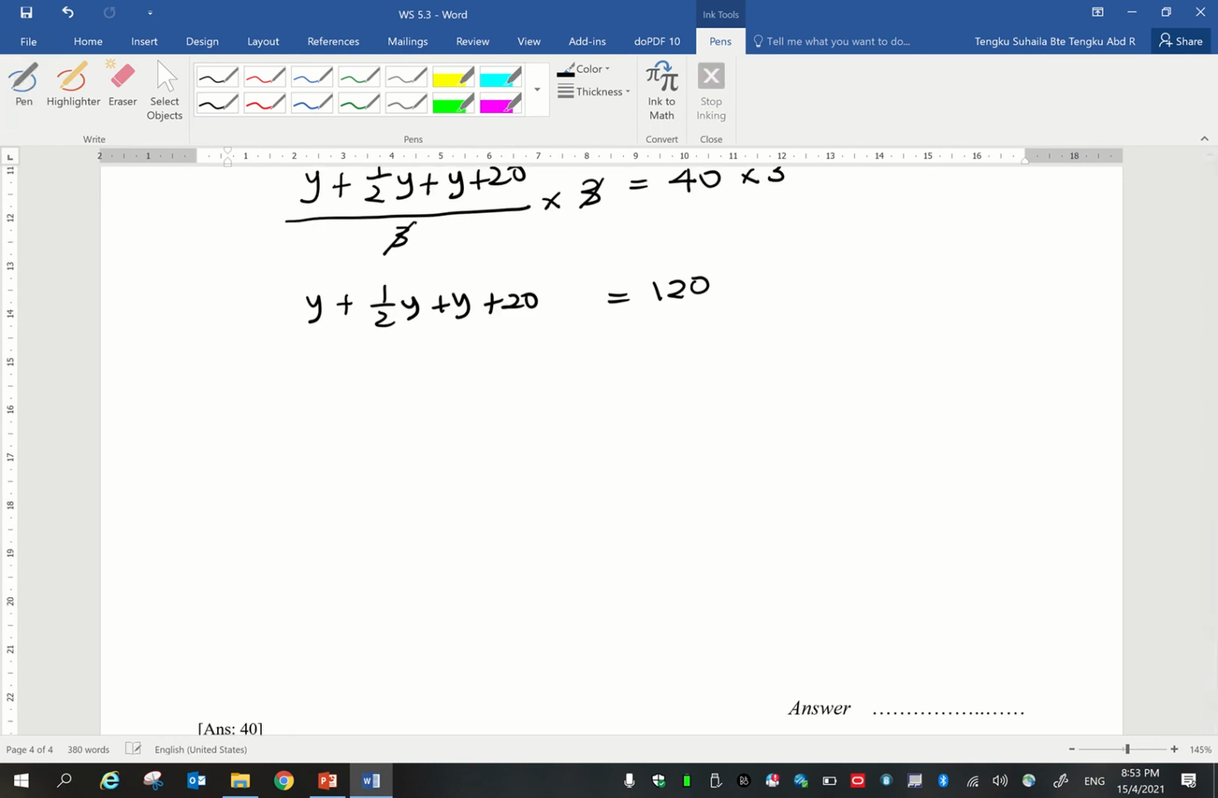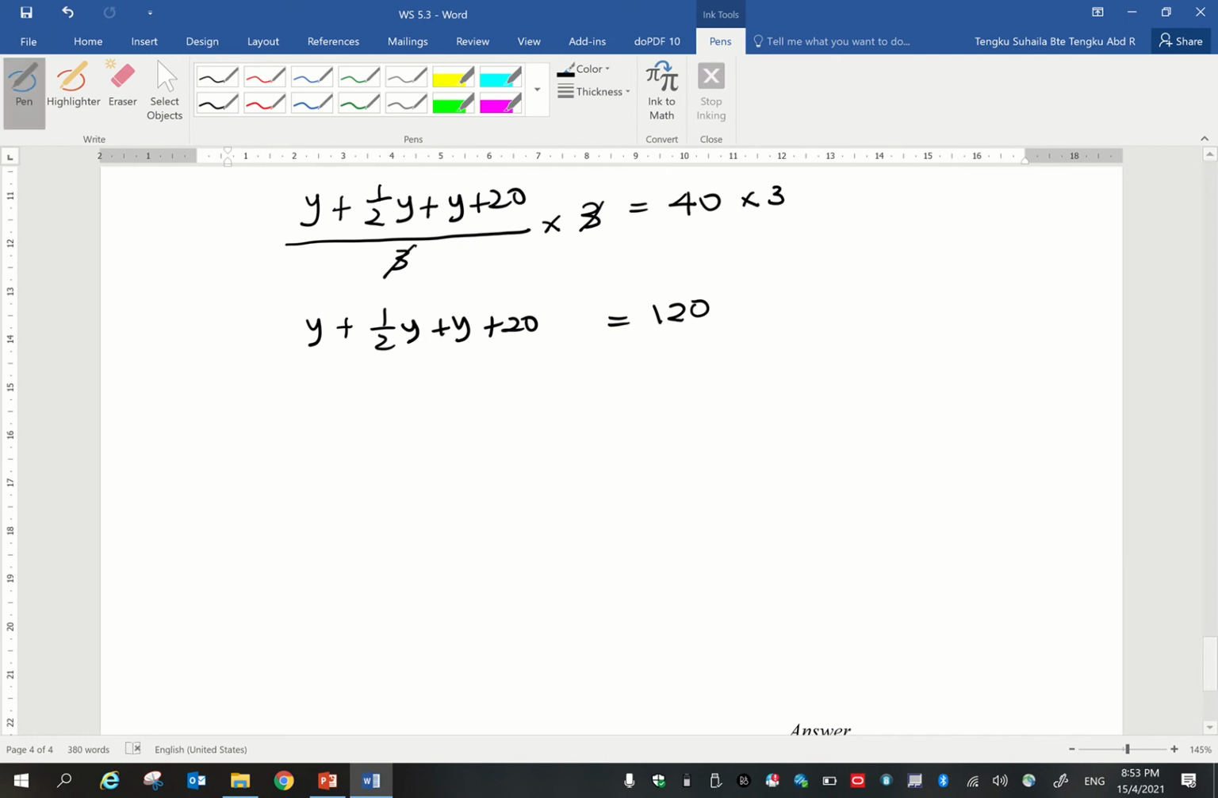Okay, now let's look at this. How to make it simpler still. Now we have 1y and we have plus half y and plus another 1y. So what is 1 plus half plus 1? 1y plus half of y plus 1y. So 1 plus half plus 1, isn't it? 1 plus 1 is 2 plus another half will be 2 and a half y plus 20 equals to 120. Yay! Looks simpler already, guys.